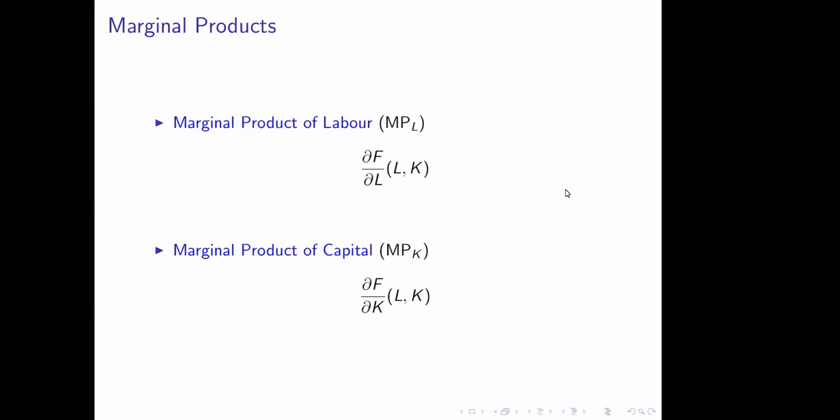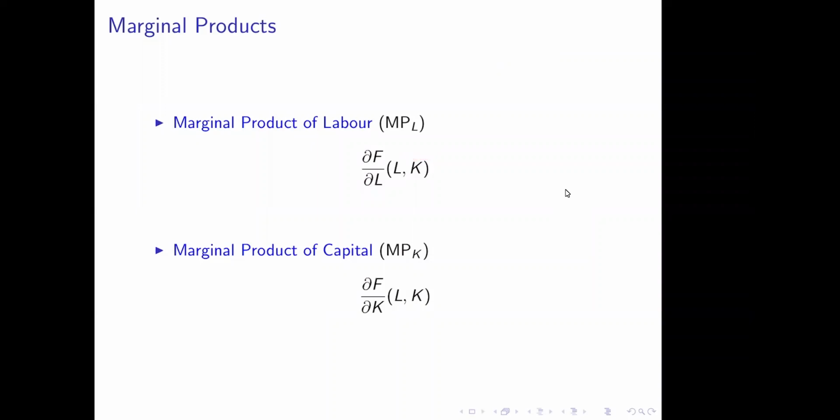So the marginal product of labor, MPL, is just the partial derivative of the production function with respect to L. What does that mean? What it means is the amount of output that is produced by one additional unit of labor input, holding the other input constant.